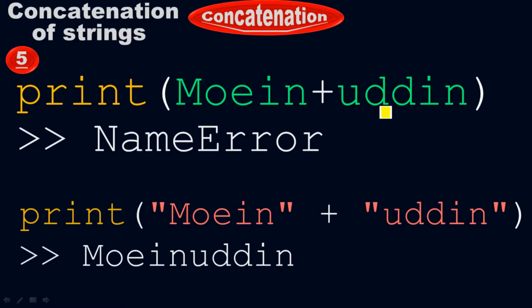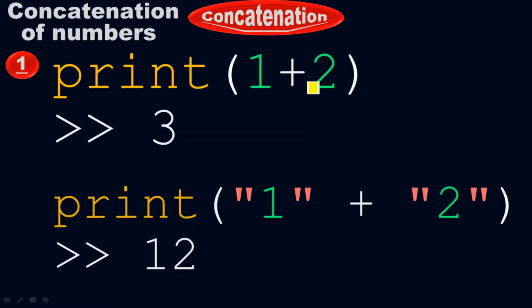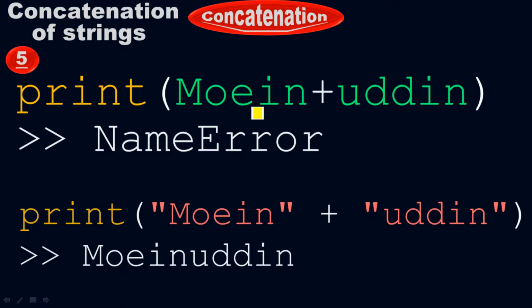Look, when you look at the first expression, we have a simple addition process, Moein plus Udin. We cannot simply add two strings. We can add two numbers like we had last time, this 1 plus 2. We can do a simple addition process for the numbers, but not for the strings. If you simply add two strings together, you will get a name error. You won't get an output. But what if I include Moein inside the quotes plus Udin inside the quotes? Only then I will get Moeinuddin.